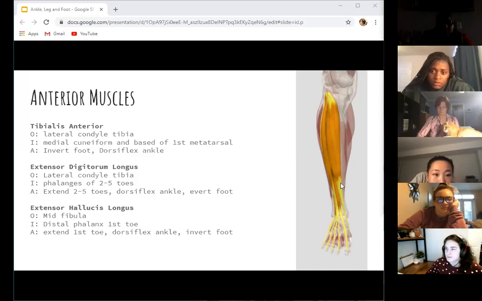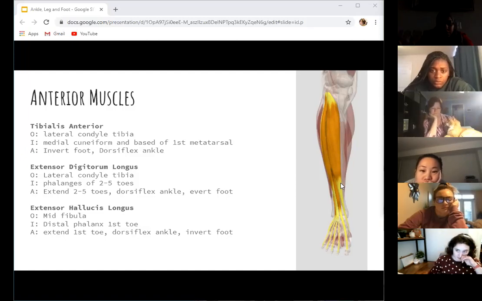Tibialis anterior originates on the lateral condyle of the tibia, and it's going to insert on the medial cuneiform and the base of your first metatarsal. That muscle is going to assist with inverting the foot and dorsiflexion of the ankle.